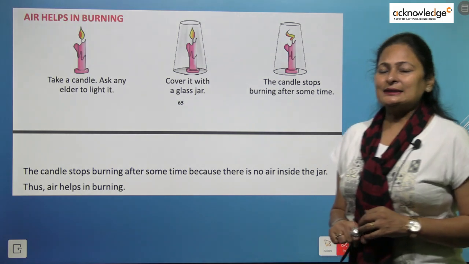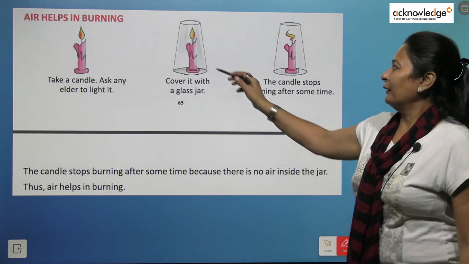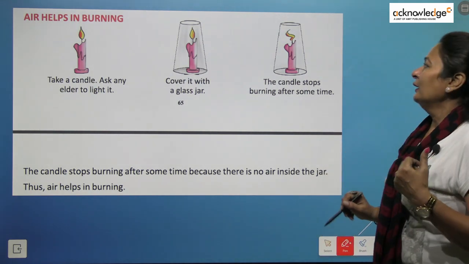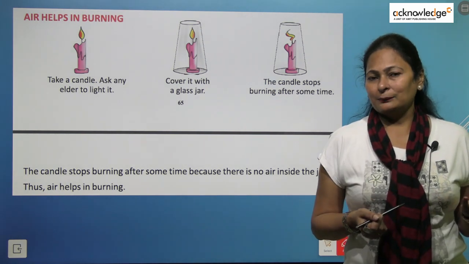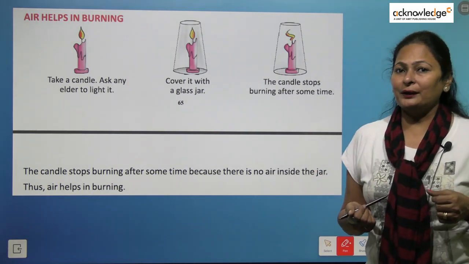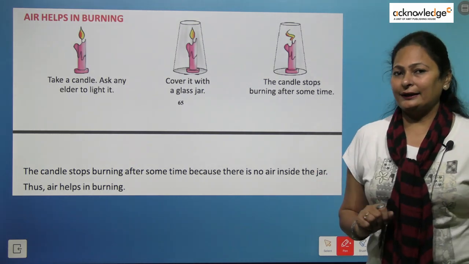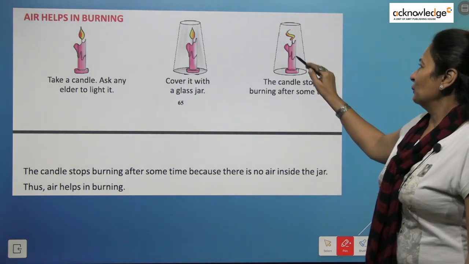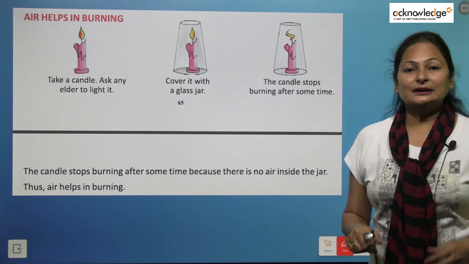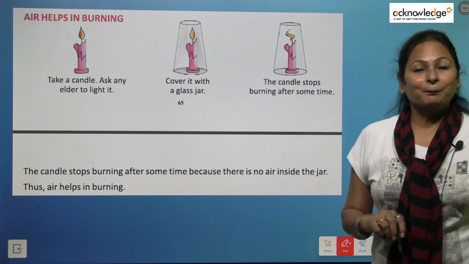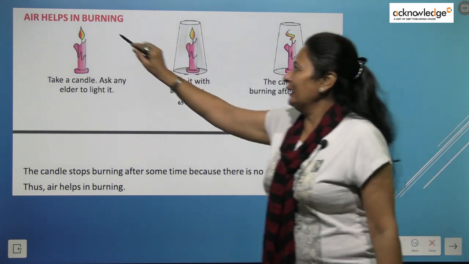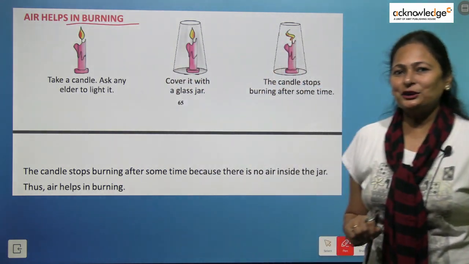Now, get it lighted with your parents and cover this candle with a tumbler or a glass, right? Now, what will happen after a few seconds or minutes? It will stop burning. But why did this happen? Because the candle was not getting air, right? The air that was present in the tumbler got exhausted, and after this the candle stopped burning. So, this shows that air helps in burning. Understood, kids?